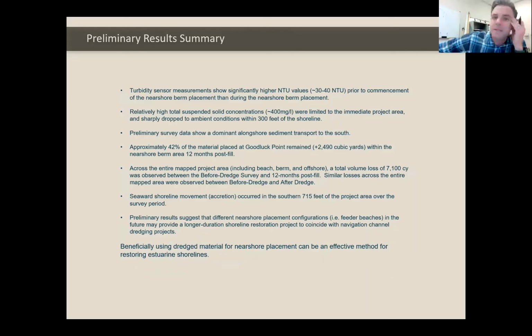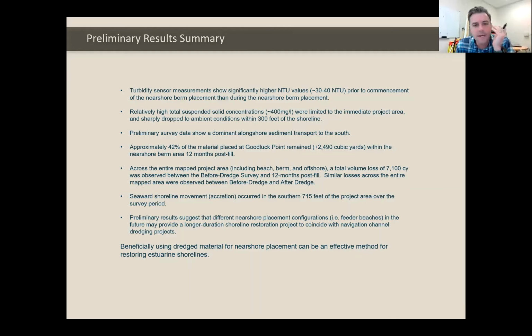During the active placement itself, our turbidity monitoring sensors showed significantly higher NTU values prior to the actual placement of the material in the nearshore. So there was relatively high suspended solid concentrations, about 400 milligrams per liter in the immediate project area near the discharge pipe, but it sharply dropped off to the ambient conditions within about 300 feet of the project.